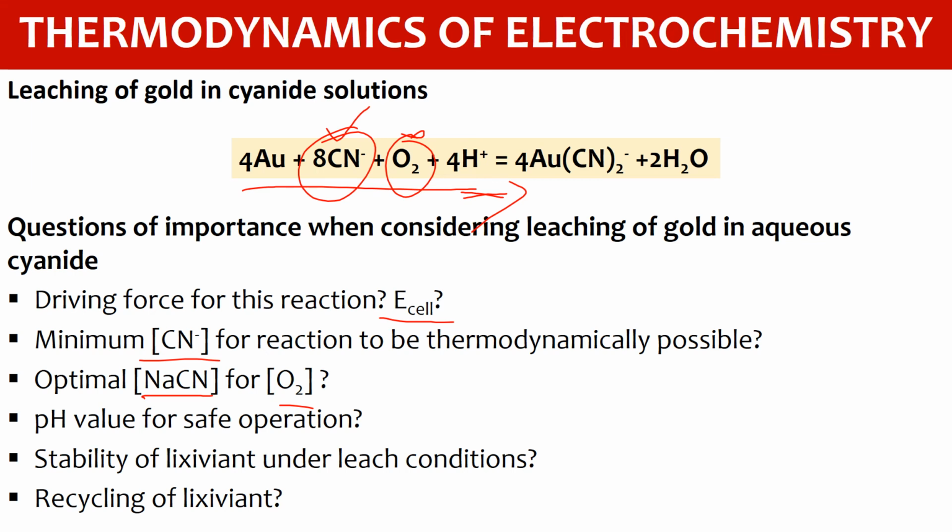You also need to know the pH that is safe for environmental operation, for the people, maybe also the equipment, and also the environment at large. Then you need to know the stability of the lixiviant under your leach conditions. In this case, your cyanide, where is it very much stable? You want your cyanide always to be in CN minus. That's where you want it to be, able to leach the gold and make the Au plus ion stable. Then also you need to know if my lixiviant is recyclable. Those are some of the questions that you need to be asking when you consider leaching gold in solution.